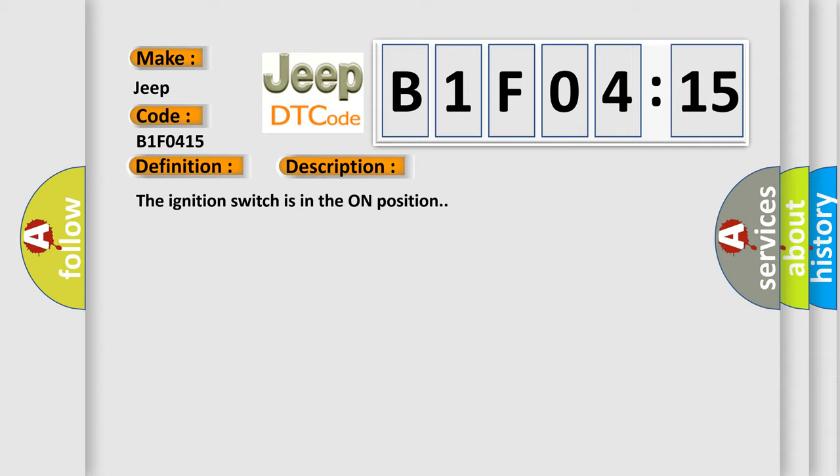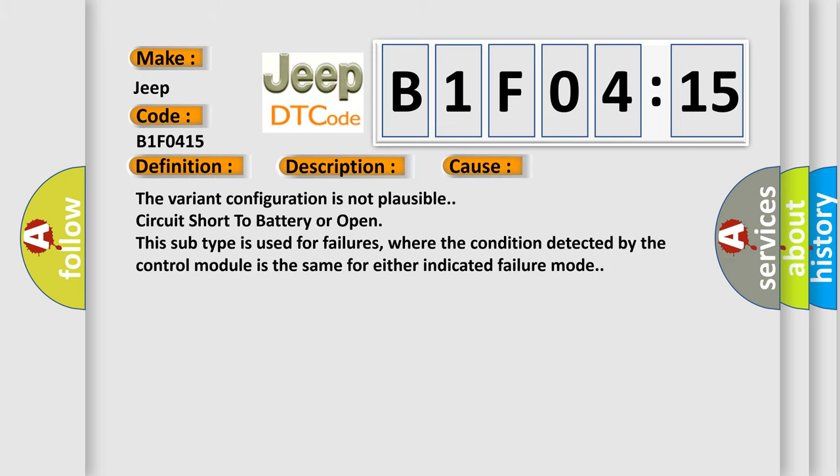The ignition switch is in the on position. This diagnostic error occurs most often in these cases: the variant configuration is not plausible, circuit short to battery or open. This subtype is used for failures where the condition detected by the control module is the same for either indicated failure mode.